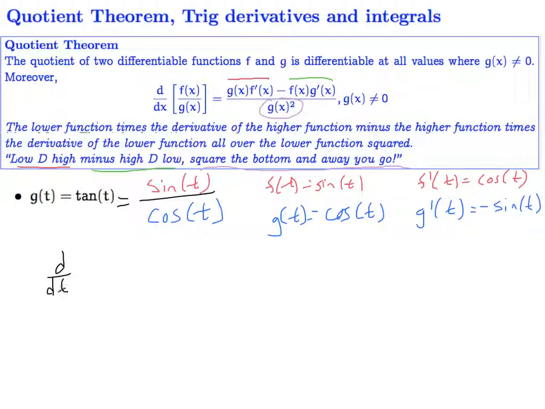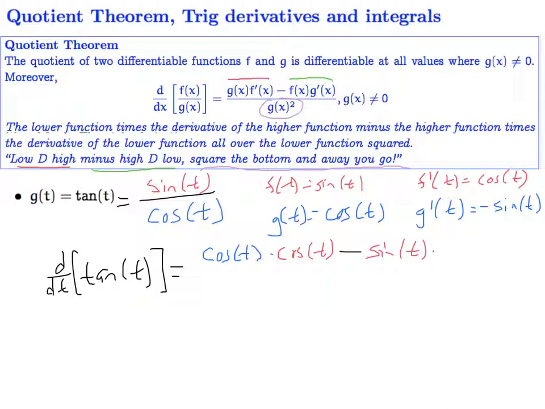So this means that the derivative of tangent, according to our quotient theorem, well, we just got to follow along. So let's see. We have low function times the derivative of the high function minus high function times the derivative of our low function. Going to throw some extra parentheses in there just for fun. Square the bottom.